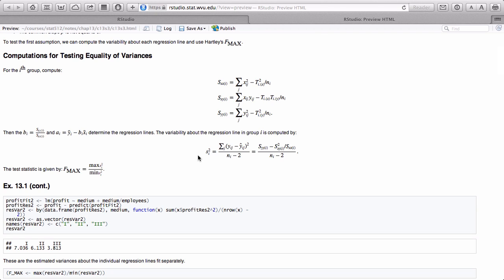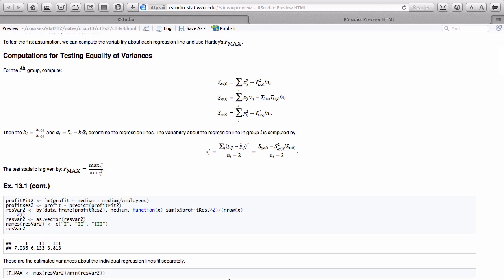So we compute these individual variances, and then we could do a Bartlett's test, or in this case I did a Hartley's F max, where I looked at the max S sub i squared over the min. And then down below here, I show you the code for doing this. Basically, what happens here is I'm fitting profit tilde median plus median slash employees. That is the unequal slopes model. In other words, that's actually what these calculations up here correspond to: fitting individual regression lines and getting the variability about each of those regression lines to get my estimate for each of the S sub i, S1 squared, S2 squared, etc.